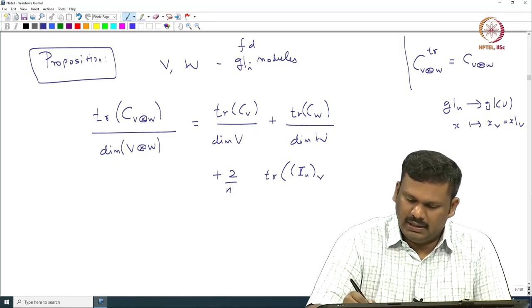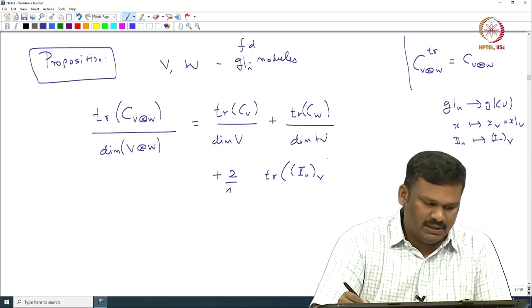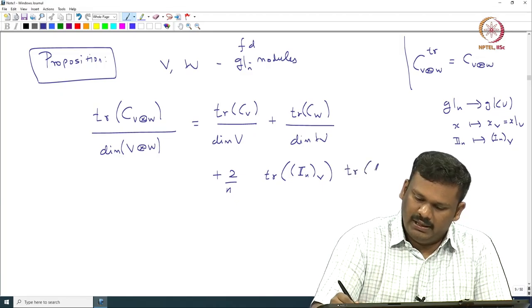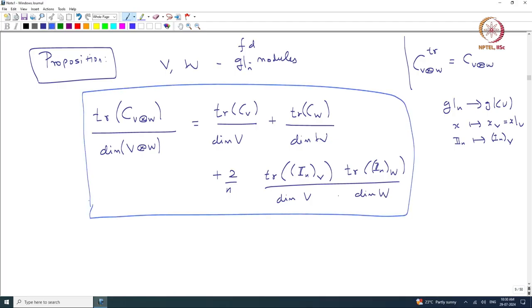So you can take this identity element here and look at how it acts on capital V, and then take the trace of that, and also take the trace of the same identity element acting on W. Then you divide by the dimension of V times the dimension of W. Okay, so this is the formula that you get between the trace of C tensor W and the trace of CV and so on.